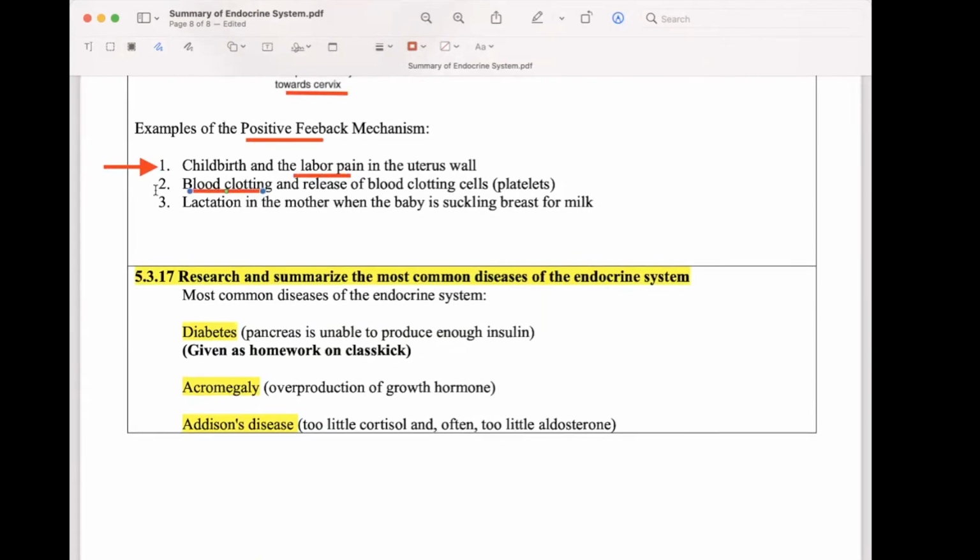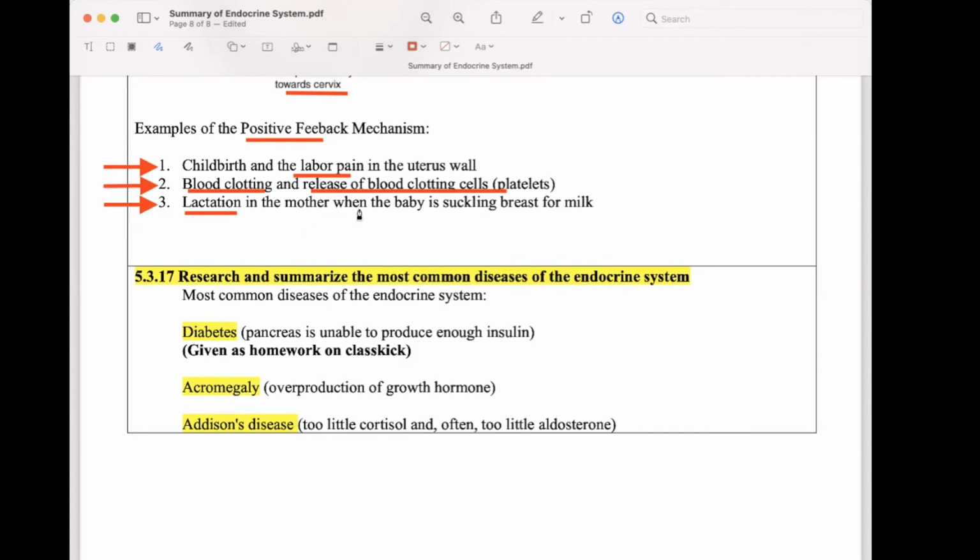Blood clotting: whenever you have an injury, at the point of your injury, blood clotting cells are released, and these cells are released more and more until your blood stops coming out. So basically these are released in response to positive feedback. Lactation, breastfeeding in the female. This breastfeeding in the female is also a very common process.